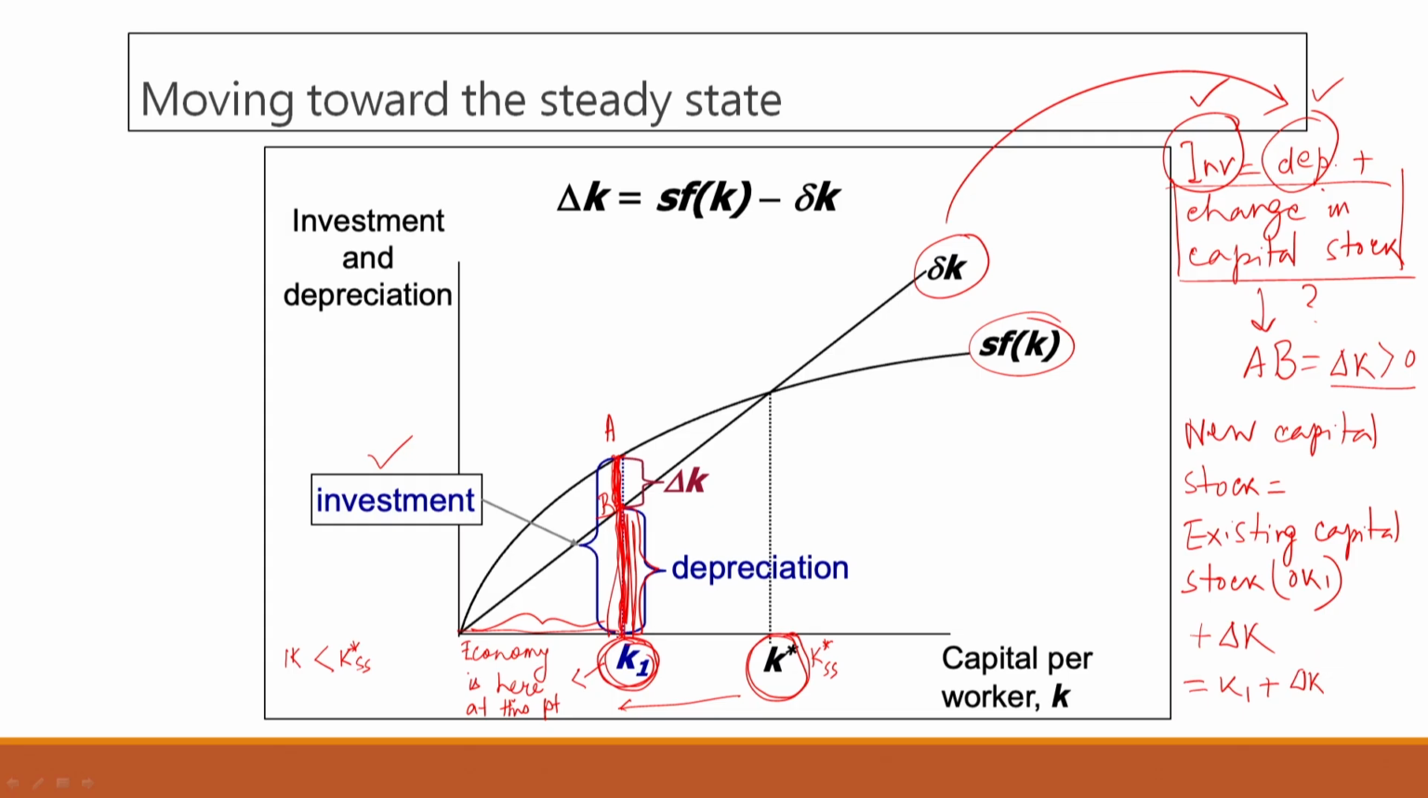To this K1, if we add, suppose we take this delta K, we bring it down here, we reach a point K2 now, because this new point is the previous capital stock, and to that new capital stock has been added. So, in the process then what has happened? In the process, the economy has moved from K1 to K2.